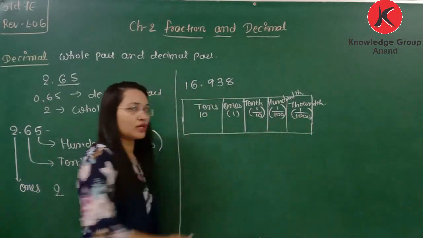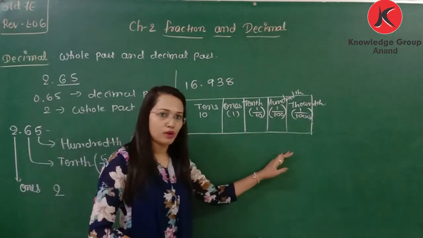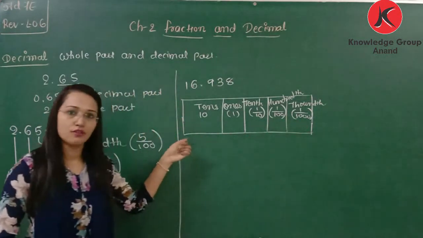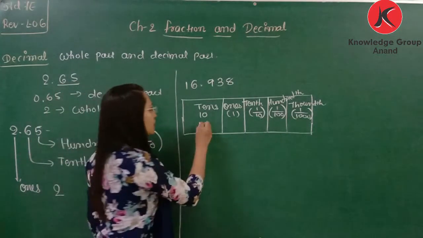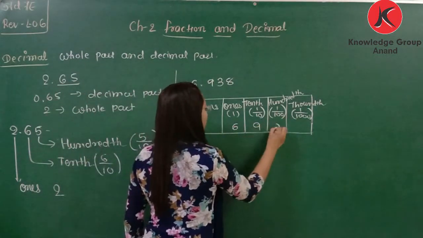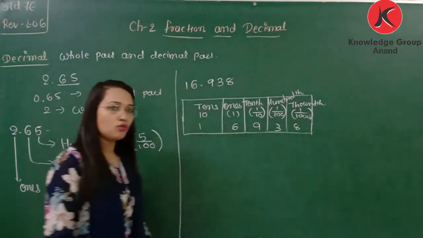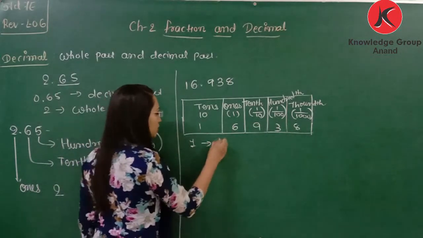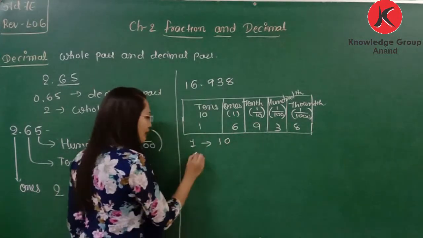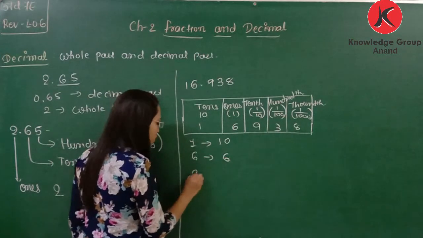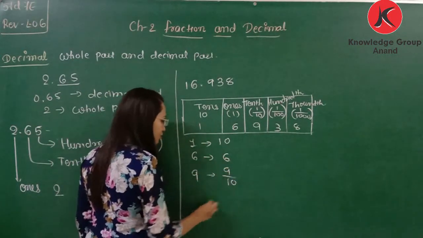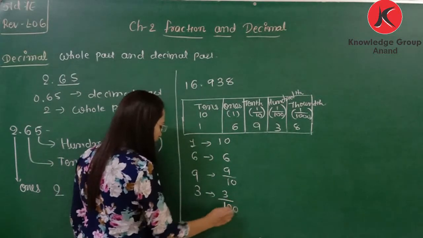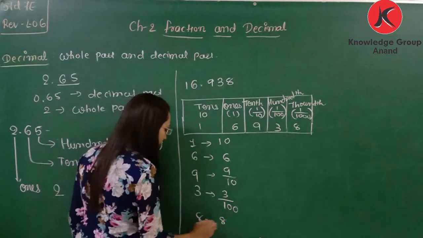Means as we move to the right side from the decimal point, we need to divide by 10, and as we move to the left side, we need to multiply by 10. So here we write the place value. Now we can write the place value of each digit. The place value of 1 is 10. Place value of 6 is 6. Place value of 9 is 9 by 10. Place value of 3 is 3 by 100. And place value of 8 is 8 by 1000.